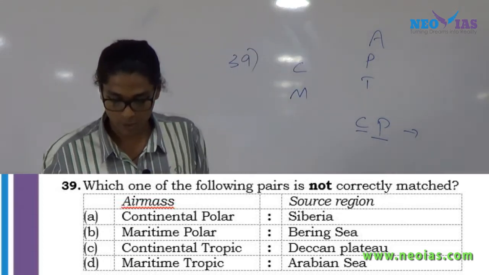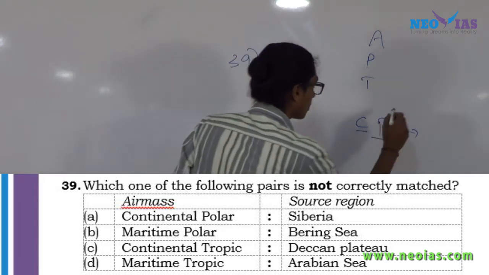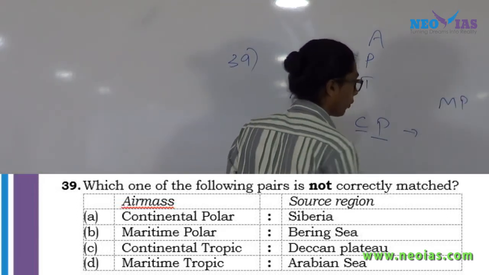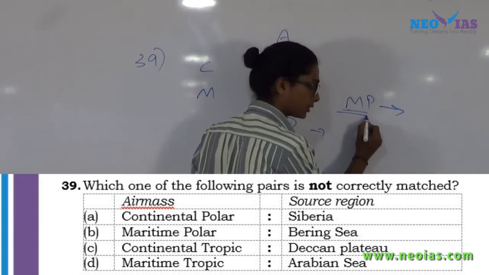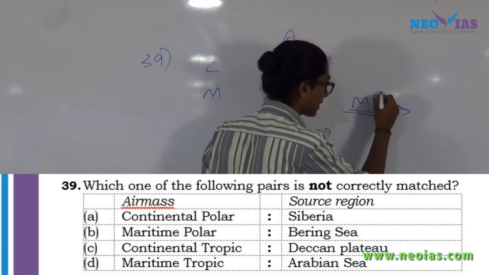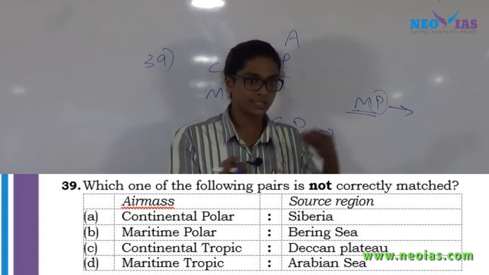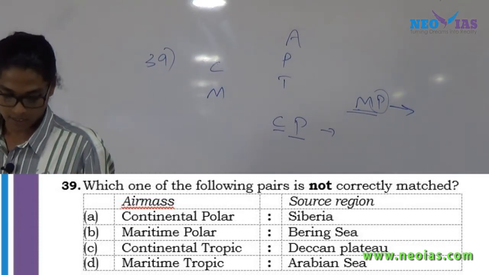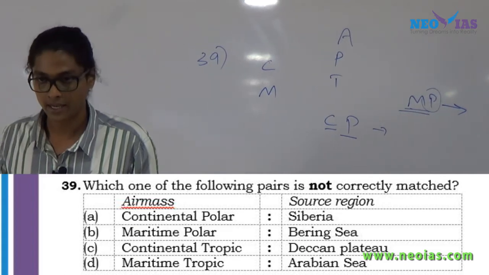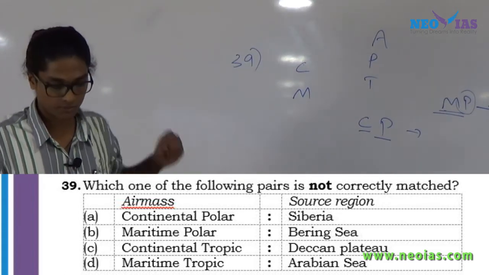Now the B option, maritime polar. Maritime polar means we are having atmospheric moisture and the temperature is low. So this means some oceans in the poleward regions, right? The option given is the Bering Sea. Again, it will act as a source region for the maritime polar air mass.